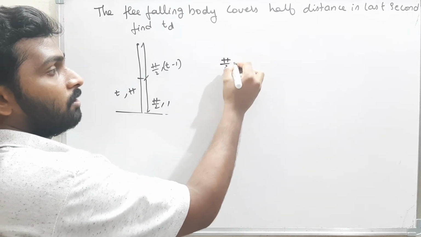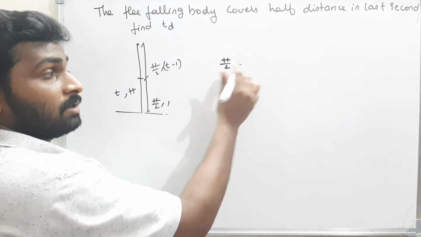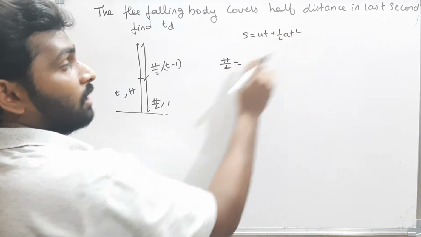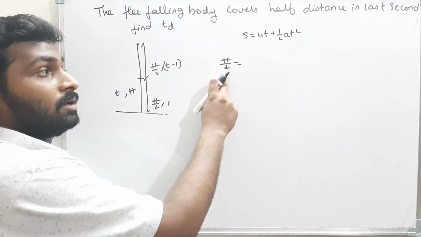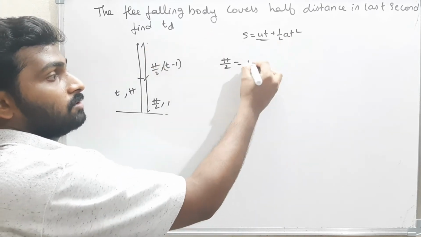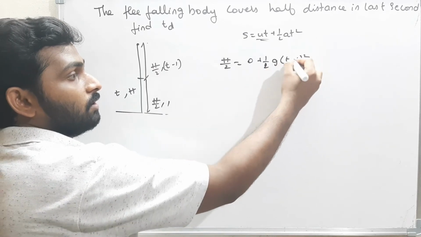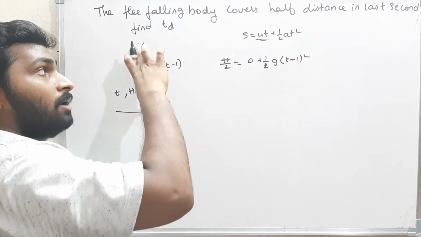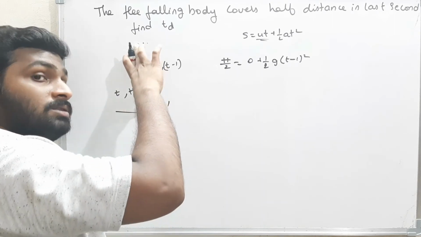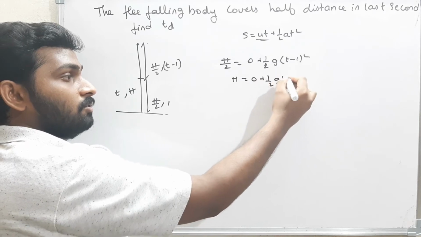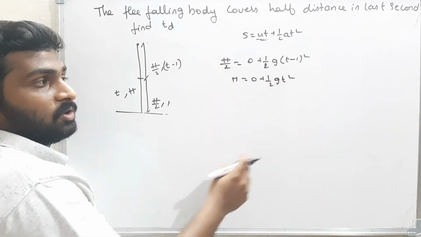What is h by 2? The distance traveled by the body, h by 2 meters, is s is equal to ut plus half at square. To travel h by 2 distance, what is the time taken? The initial velocity is 0. Therefore 0 plus half into g into (t minus 1) whole square. And what is the total time taken? t. What is the total distance traveled? h. Therefore h is equal to 0 plus half into g into t square. Now equate them, you will get the time.